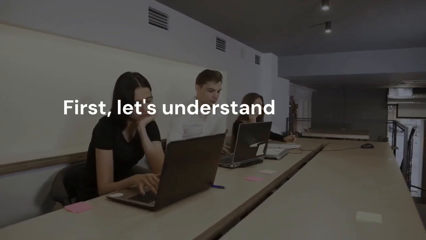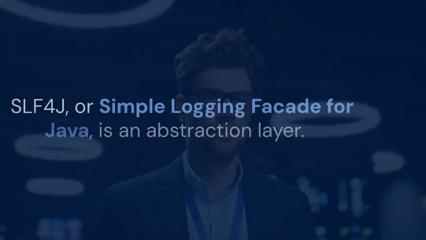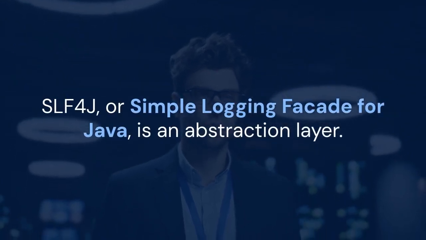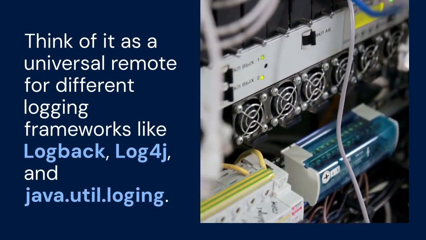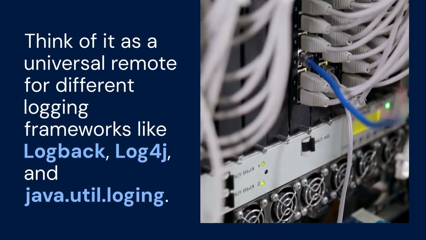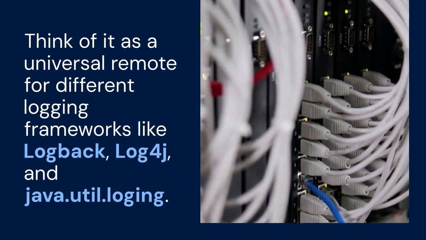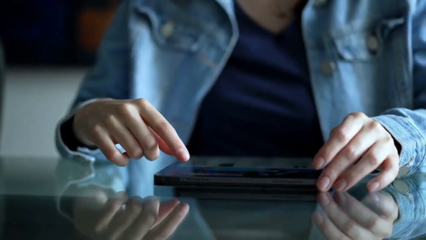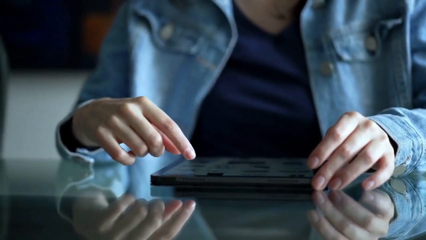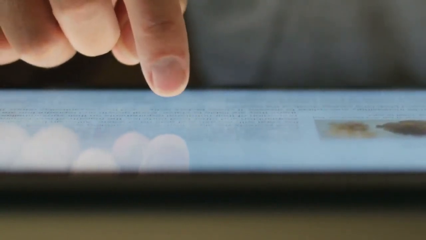First, let's understand why this happens. SLF4J, or Simple Logging Facade for Java, is an abstraction layer. Think of it as a universal remote for different logging frameworks like Logback, Log4j, and java.util.logging. When SLF4J can't find a concrete logging implementation, it throws this error. Your code is trying to log something, but SLF4J doesn't know where to send those log messages.